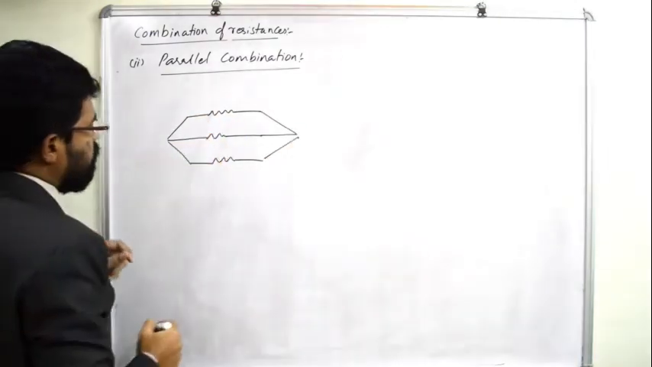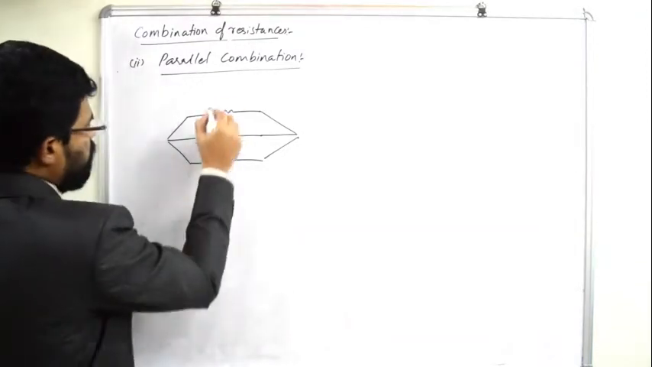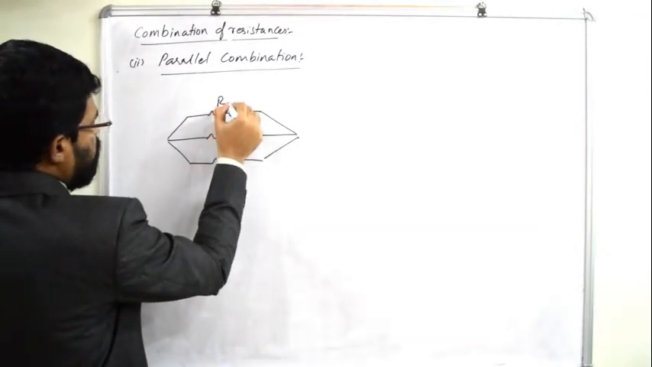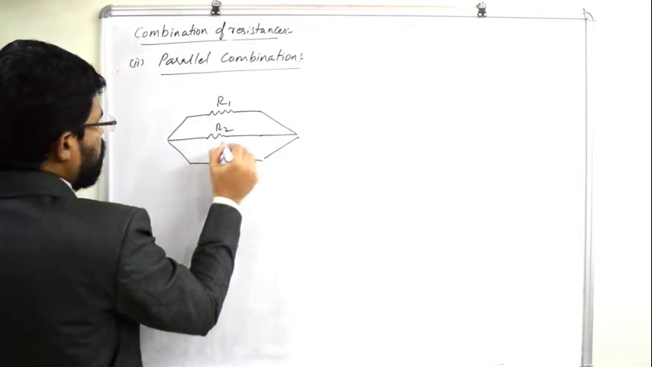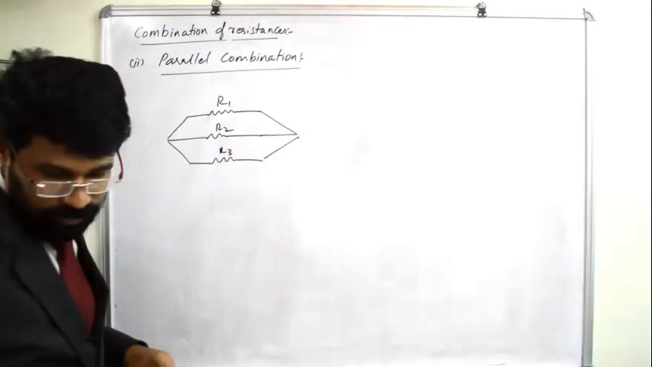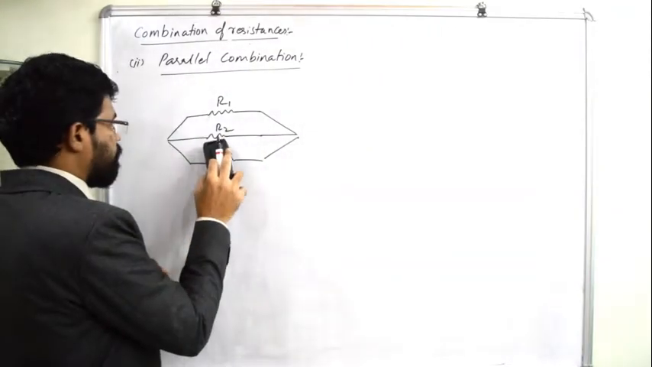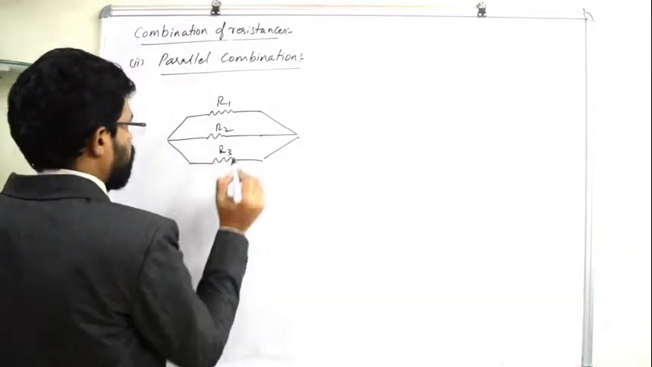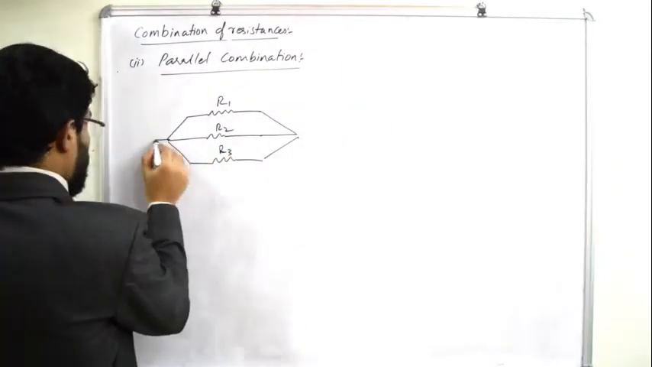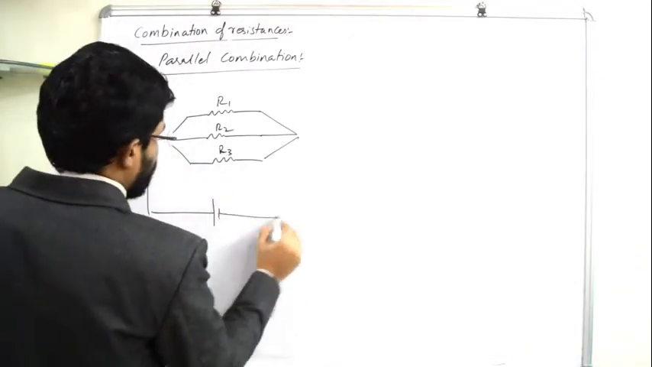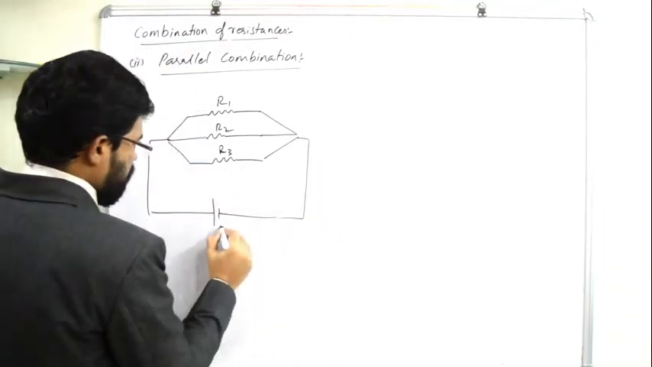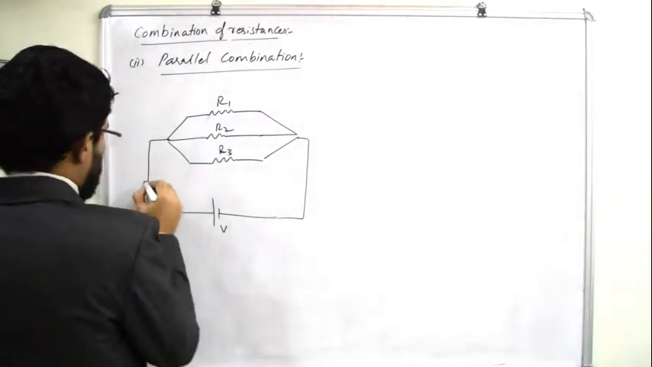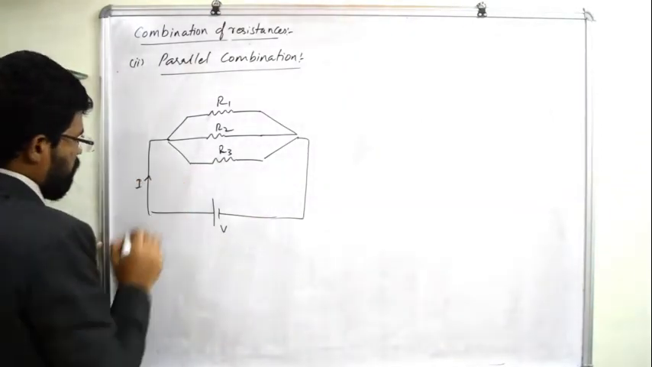This is how we represent the resistance. Let the resistance of this resistor be R1, R2, and here it is R3. Now I'll connect one battery across this combination like this. Let the potential supplied by the battery be V. Let the total current passing through the circuit be I.